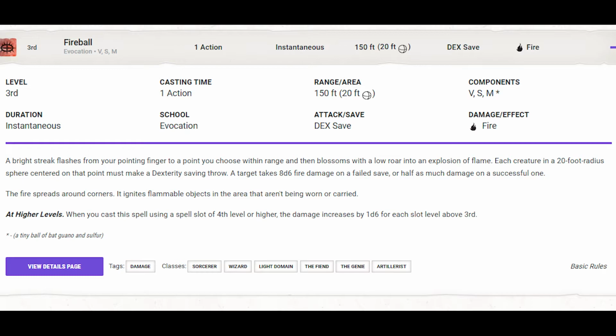But because it says that it originates from you, where it says a bright streak flashes from your pointing finger, no, you can't shoot it through a wall. You don't have a clear path to where you're shooting the spell.